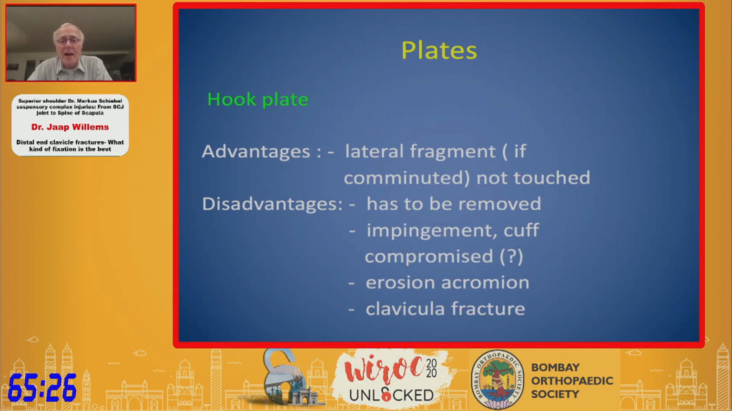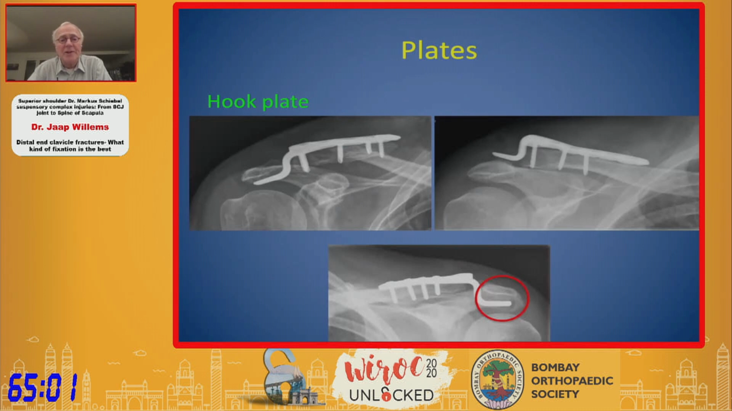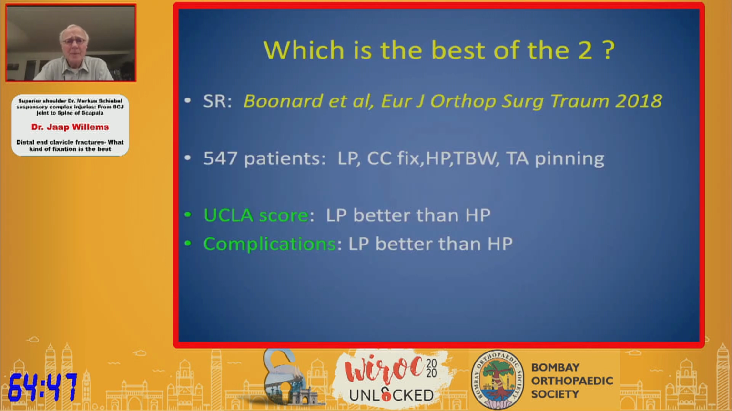If you have a comminuted lateral fragment, you don't touch that fragment. The disadvantage is that you have to remove it. It might cause impingement, although there are studies where they did an arthroscopy after removal of the plate, where there was no problem, no pathology at all of the cuff. Well, what I said, you can get erosion of the acromion if your step off is too small, or you can have a clavicle fracture, a stress fracture, if it is a rather weak bone. Like shown here, on the right you see a dislocation, and inferior you see the erosion if your step off is not properly chosen.